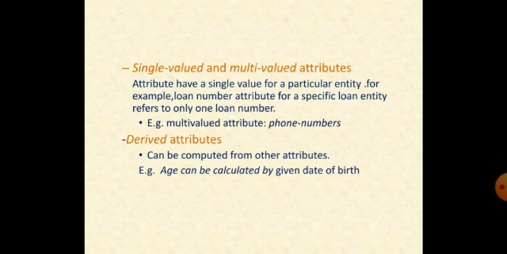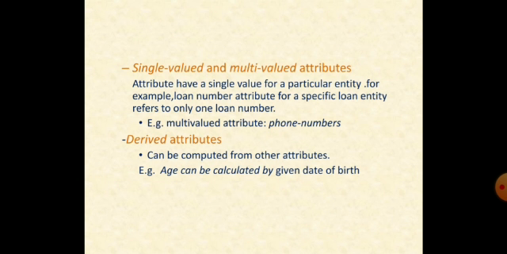Then another attribute type is single-valued and multi-valued attributes. Single-valued attributes have a single value for a particular entity. For example, the loan number attribute for a specific loan entity refers to only one loan number. So that is single-valued. Multi-valued attributes, for example, the attribute phone number. One person may have many phone numbers. So that is called a multi-valued attribute.